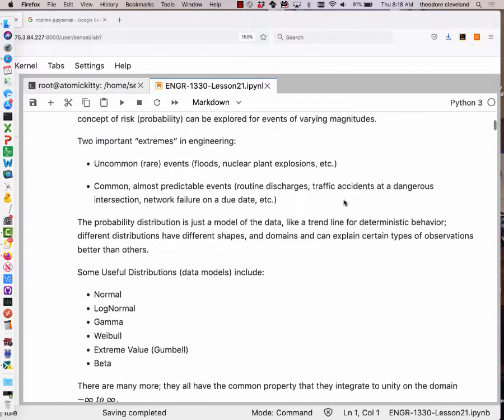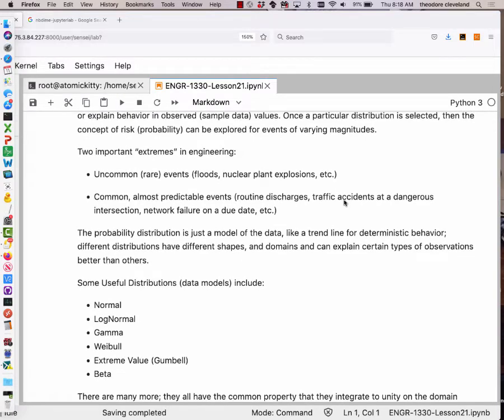is often what matters. Examples of some important extremes are rare events such as floods, nuclear plant explosions, and so forth. Both of those two have happened in your lifetime. You were all alive in 2014. What happened then?